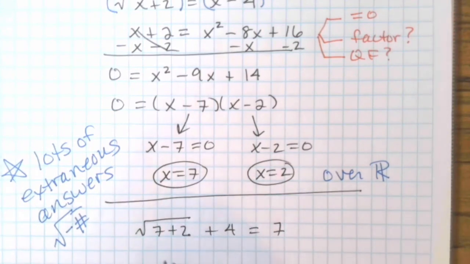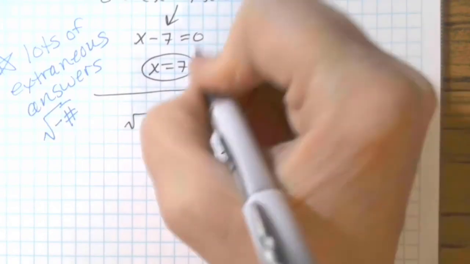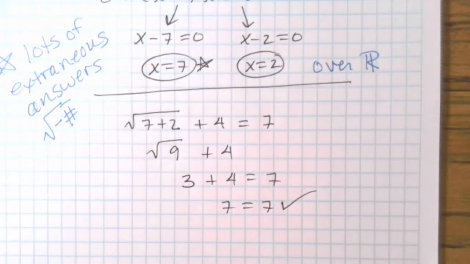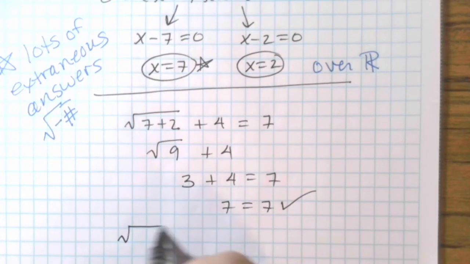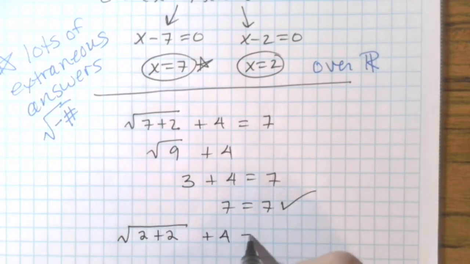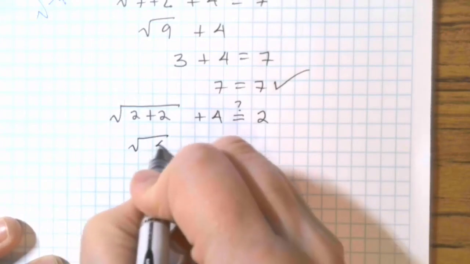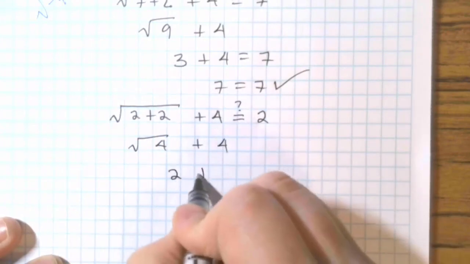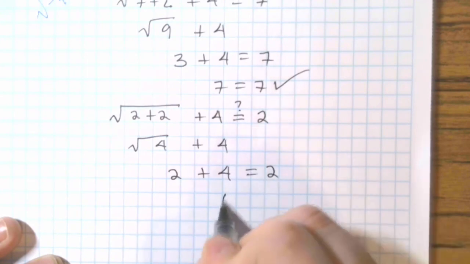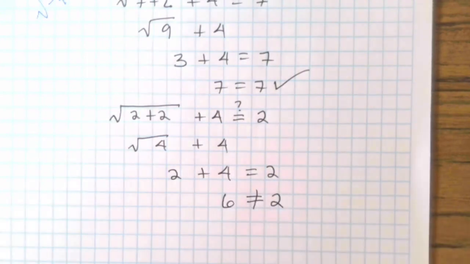7 plus 2 is 9. Square root of 9 is 3. And 3 plus 4 is 7. So that one's good. Okay, now we're going to try the 2. Have square root of 2 plus 2 plus 4. Is that equal to 2? 2 plus 2 is 4. Square root of 4 is 2. But 2 plus 4 is 6. It's not going to be a 2.